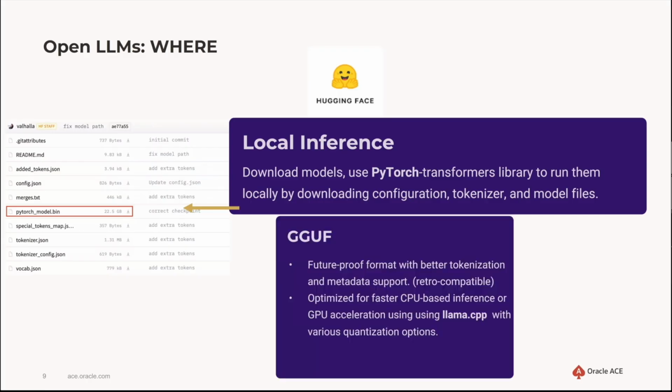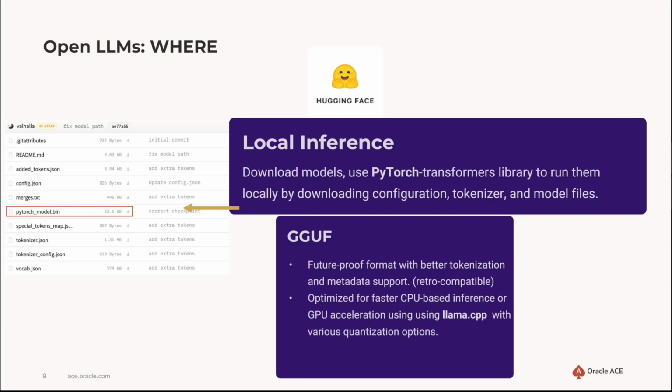But then I talked already about GGUF. GGUF stands for GPT Generated Unified Format. I explained the quantized models, so they also have a format that allows you to consolidate all those files into one. Take it as a zip file. Instead of having all those scattered files, you have a GGUF file that has everything, the weights, the tokenizers, and everything. The advantage is that it's a future-proof format with better tokenization, and it's retrocompatible with all older models, obviously. And it's optimized for CPU and GPU acceleration using Llama CPP. So this is what we're seeing more and more lately.